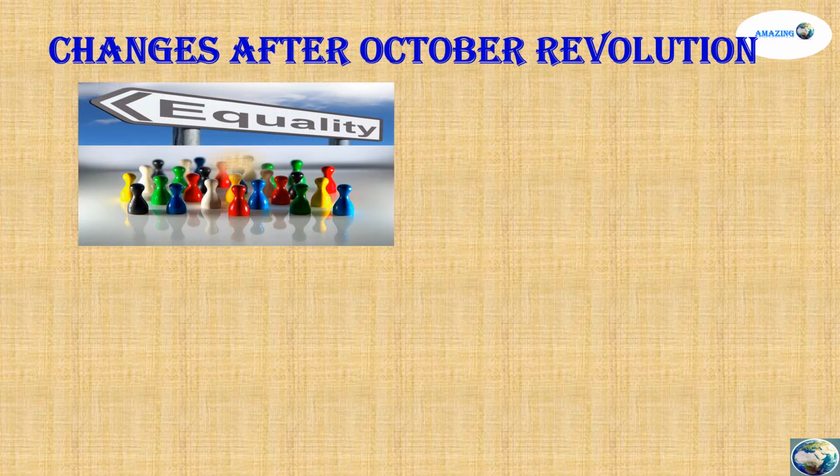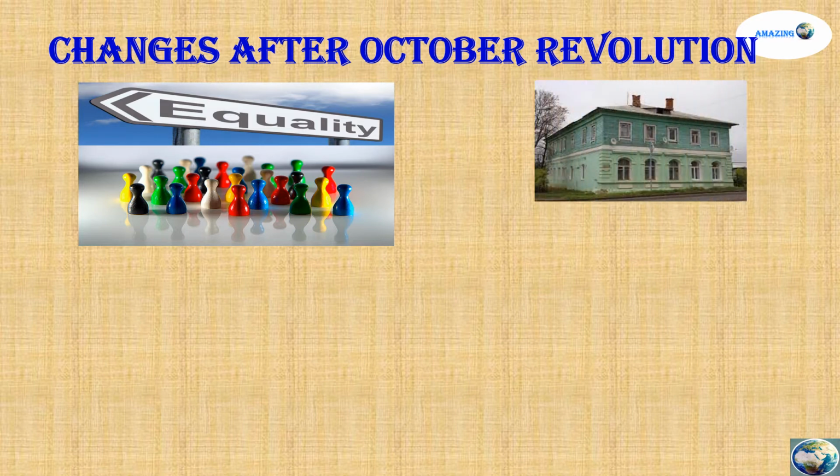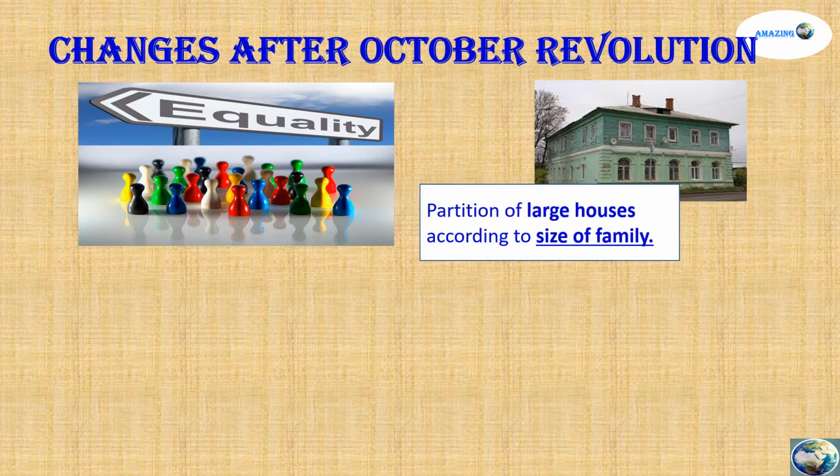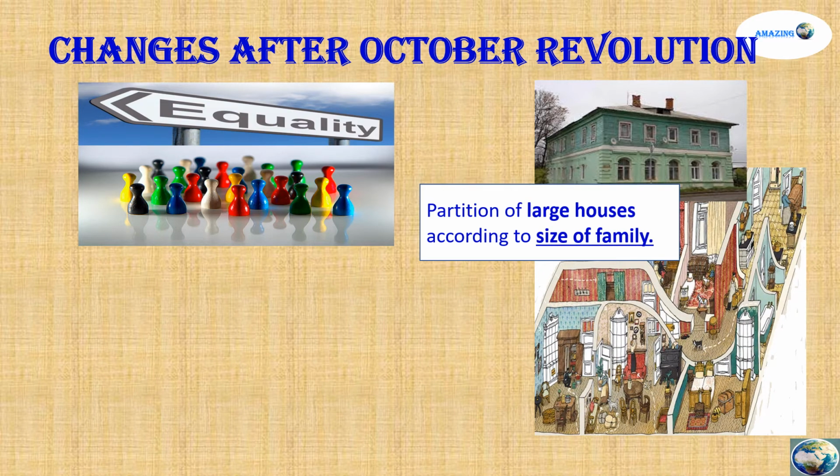The other change after the October Revolution was to bring about equality. To bring about equality, they first looked at housing and said that houses have to be partitioned according to the size of the family. If you look at this house, it was the house of a rich industrialist or a rich peasant. Now, this house had to be divided according to the number of people living in that house, and the remaining part of the house would be given to those who do not have. If you look at this picture, you can see how the house is divided into 4 or 5 apartments.